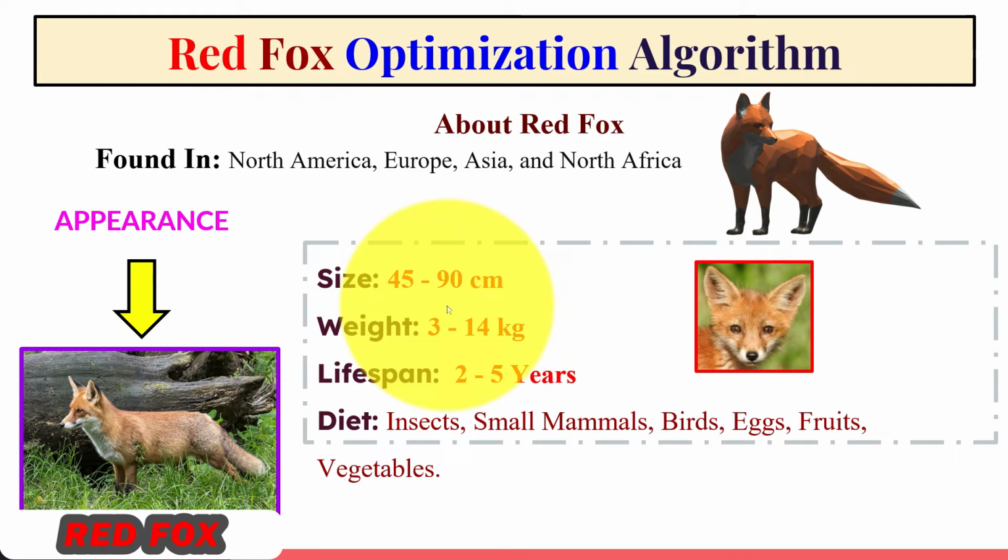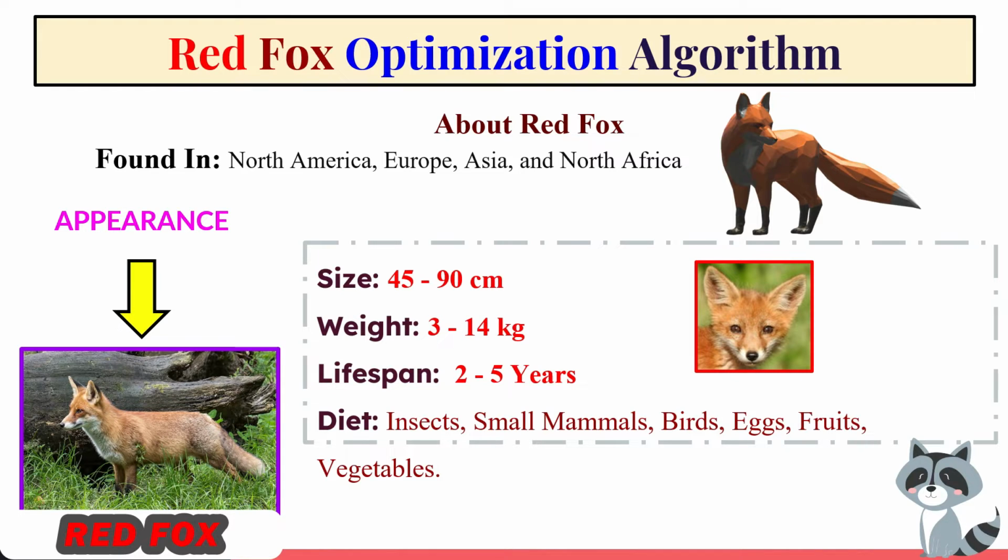About size you can see here. Adult red fox body length is up to 45 to 90 centimeter. Weight is in between 3 to 14 kilogram. In the lifespan we have 2 to 5 years and they live longer in captivity. And their diet includes small mammals, birds, their eggs, insects, fruits and vegetables.